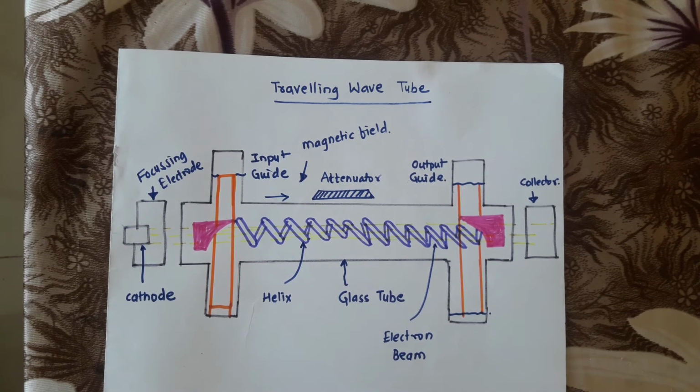So the RF field propagating through this helix is calculated with the equation: the axial velocity equals the velocity of light multiplied by the ratio of helix pitch to helix circumference. So if Vc is the velocity of light, the axial velocity is Vc multiplied by the ratio of helix pitch and helix circumference. With this kind of helix structure, it is also called a slow wave type of structure.